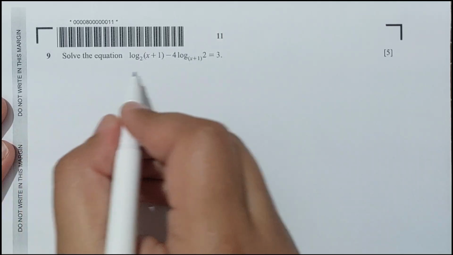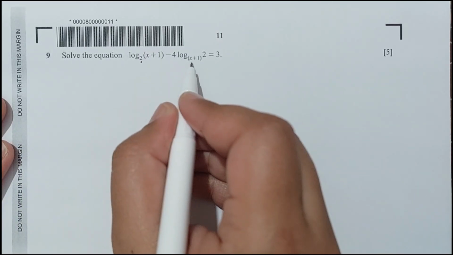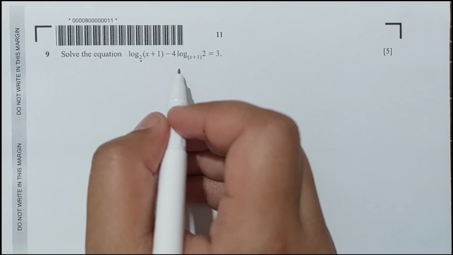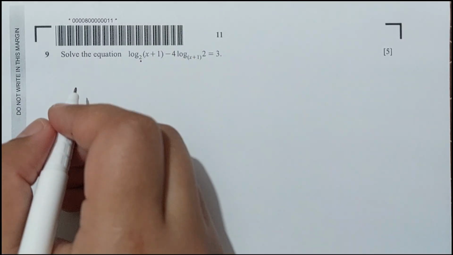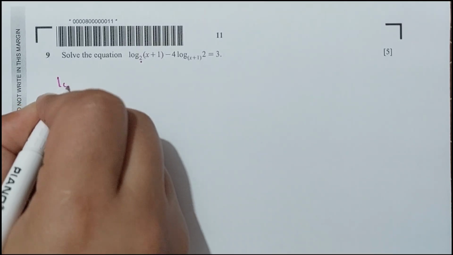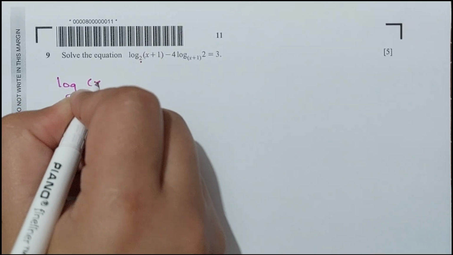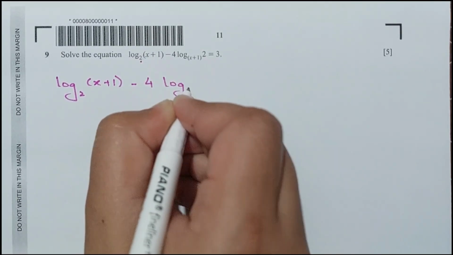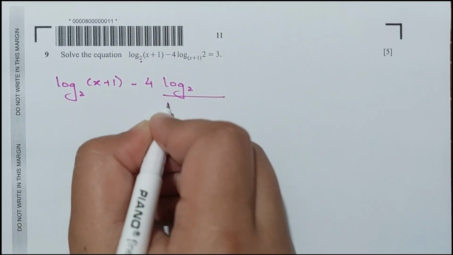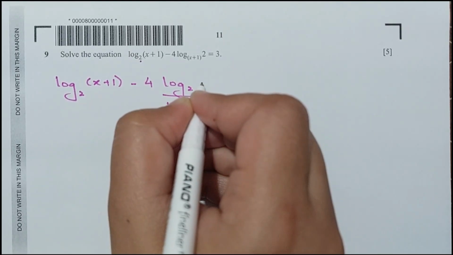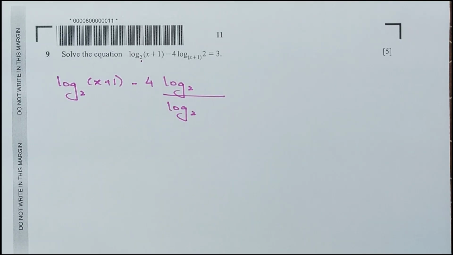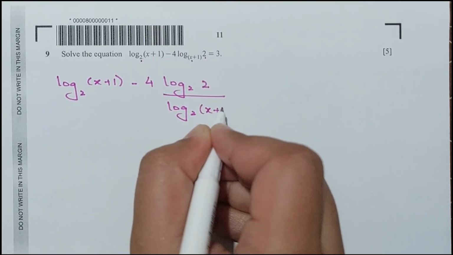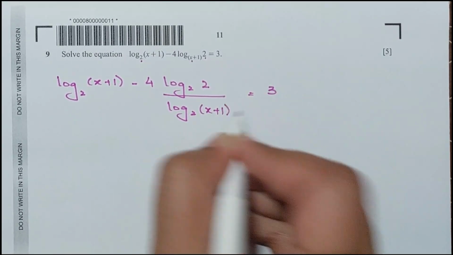Question number 9, solve this equation. This is base 2 and here the base is x plus 1. So we have to use the change of base formula over here. Let's make the base 2. Log base 2 of x plus 1. The first term stays the same, minus 4 log base 2 over log base 2. In the numerator, we write down this 2, and in the denominator, write down this x plus 1. This is equal to 3.